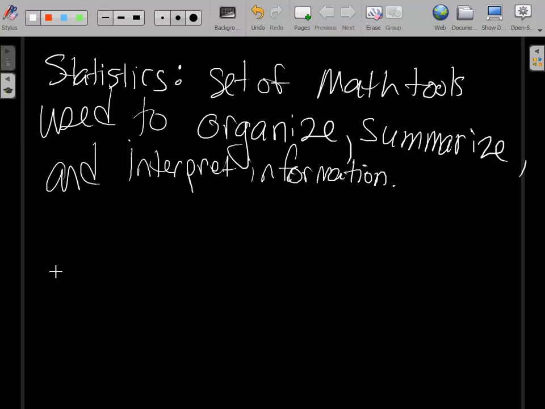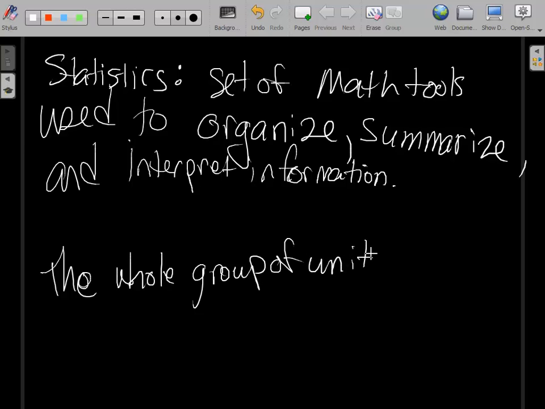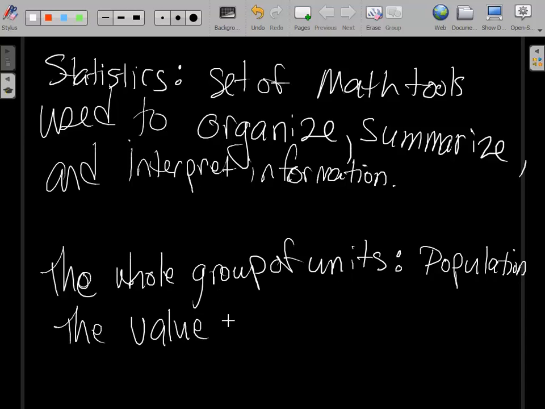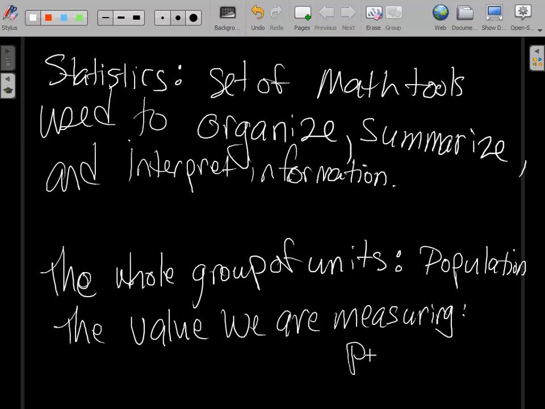Okay, so these units, maybe I'll write the whole group of units that we're going to study. This is called the population. Okay, and then the thing that we're going to measure in the population is called the parameter. So the value, usually this value is numerical, but not always. The value we are measuring, this is called the parameter.